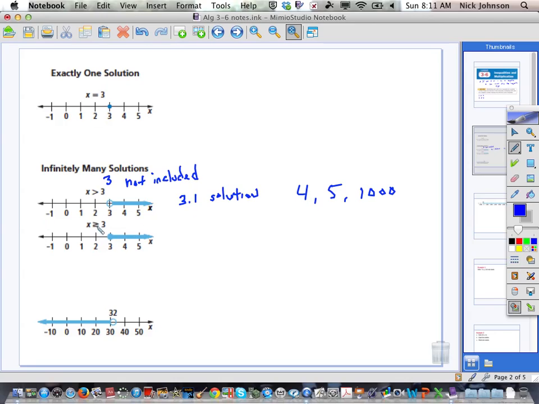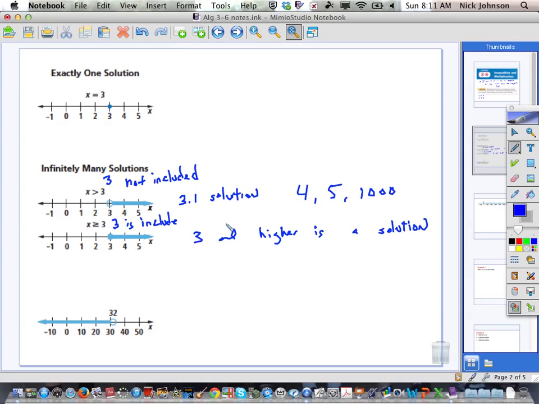Infinitely many solutions with a closed circle. Okay? Closed circle means 3 is included. So anything from 3 and higher is a solution.